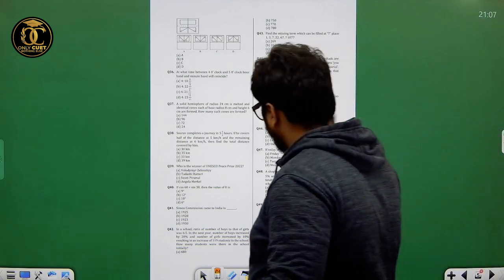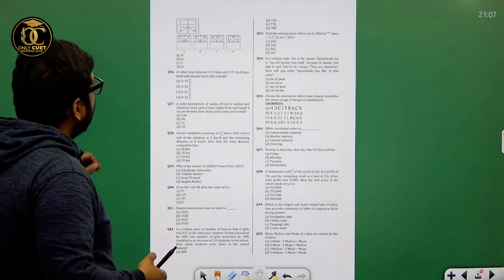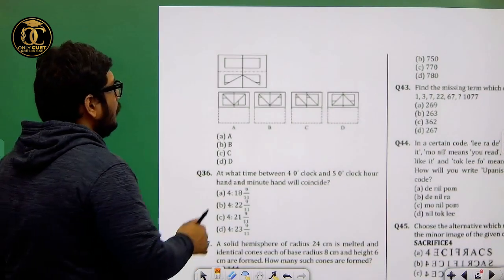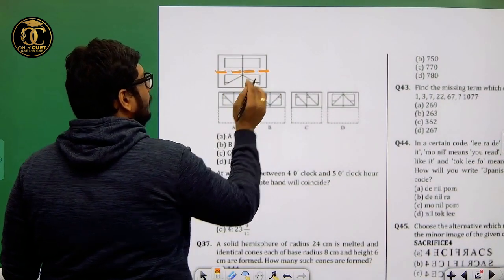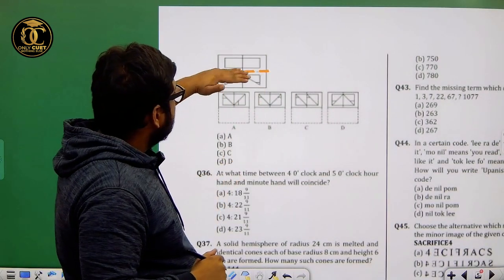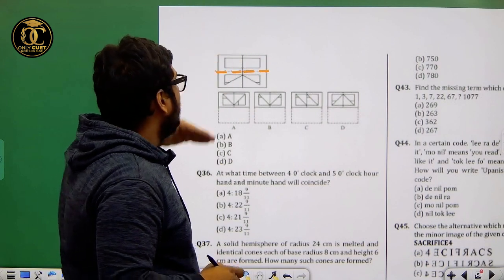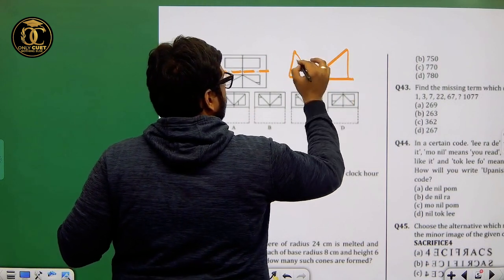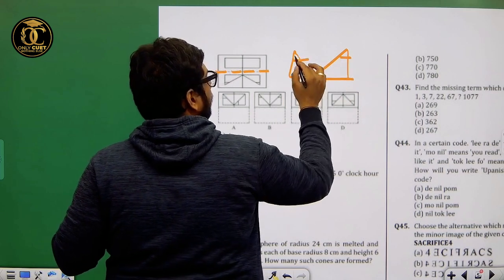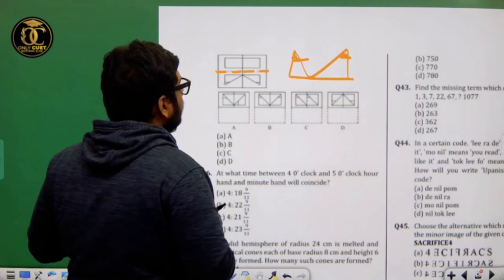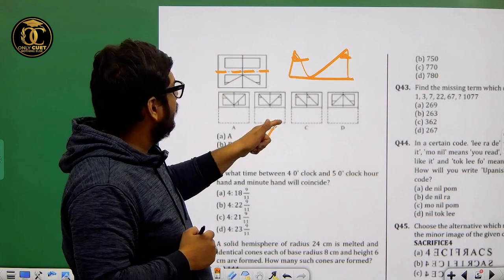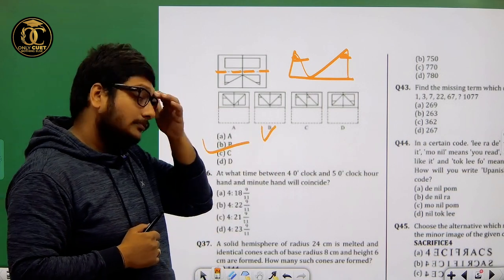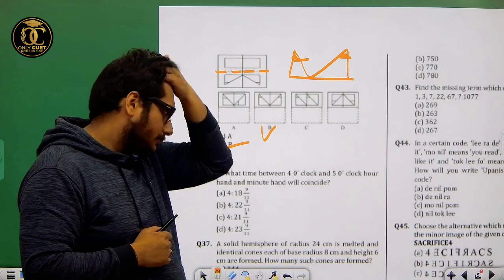Now see, the question is talking about folding. It says we fold this on this dotted line. When we fold this, this would turn out to be above. That is, this figure would turn out to be like this. Correct? So if this is the one, then B would be the correct one. So B is the correct.